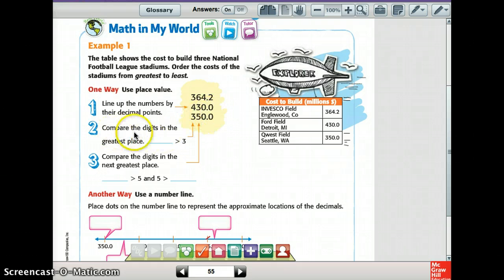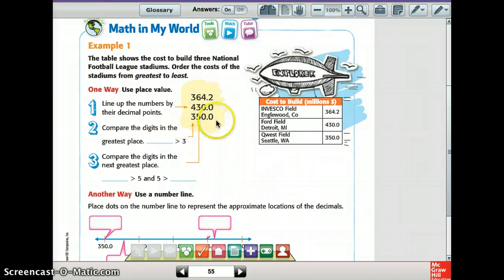So looking at those, we have to compare the digits, starting with the greatest place. So we're going to start over here in the hundreds then. Remember, we move left to right. So we're starting on this place, and we can already see that $430 million is the largest cost. So that would be our greatest. Then we're looking for our next greatest.